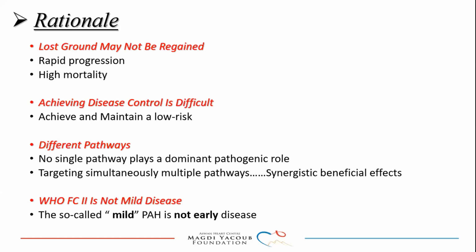At the time of enrollment, although all the patients had mild symptoms, their hemodynamics showed a mean pulmonary artery pressure of more than 52 and PVR of more than 8 Woods. So actually, they have advanced disease. This is not an early disease.